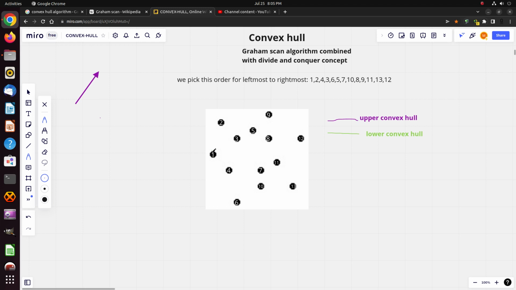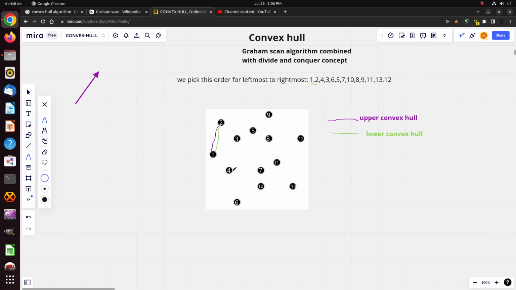Then you have to put in both hulls, the upper hull and the lower hull, the first leftmost points. Here, the upper hull contains at the beginning points 1 and 2, the leftmost points, and same for the lower hull. Then we go to point 4, which is the leftmost point after 1 and 2. This is the current point.